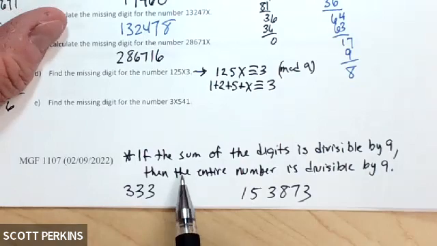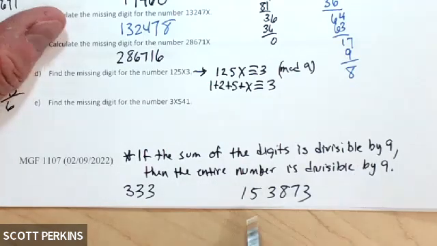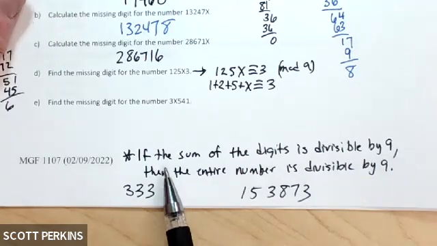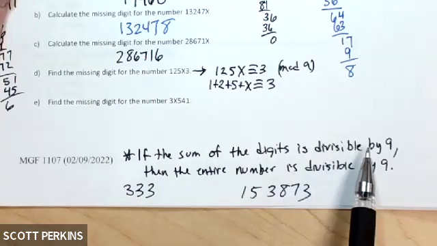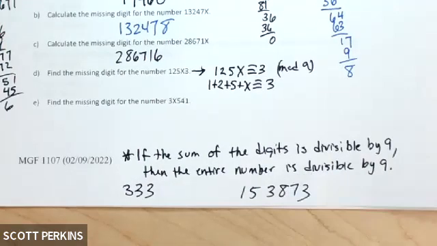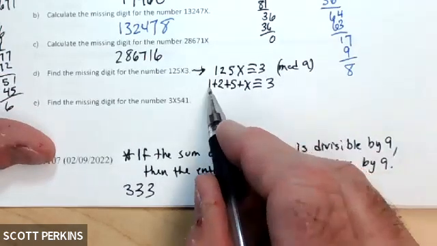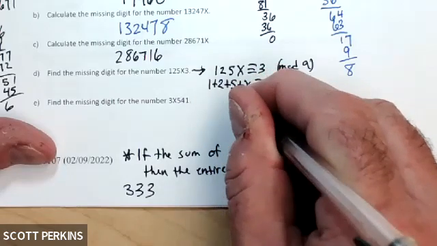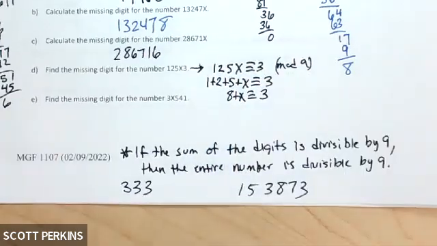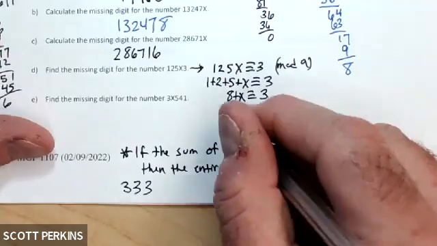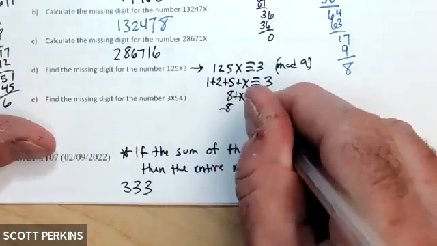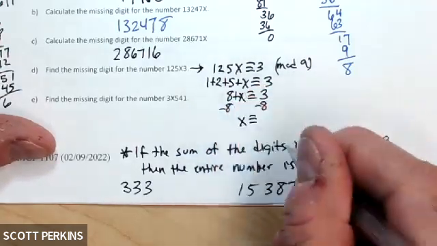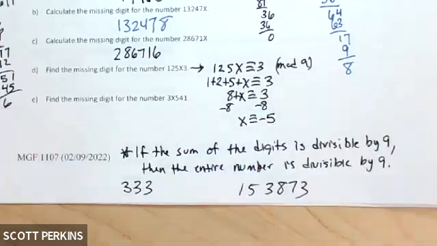Because if the sum of the digits is divisible by 9, another thing you could say is if when I divide by 9, I have a remainder of 3, then when I add up the digits, the remainder will be 3. It's always going to work that way. It's the same. So I've got 1 plus 2 is 3, plus 5 is 8. I'm going to subtract the 8 from both sides. And I get x is in the same congruence class as -5.